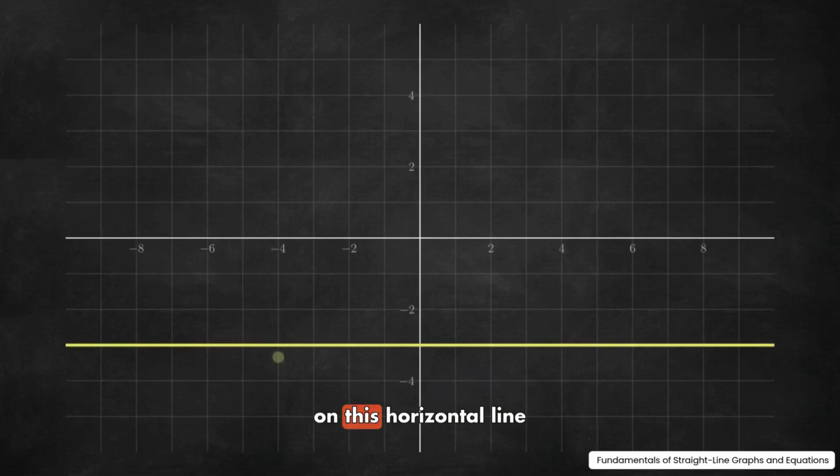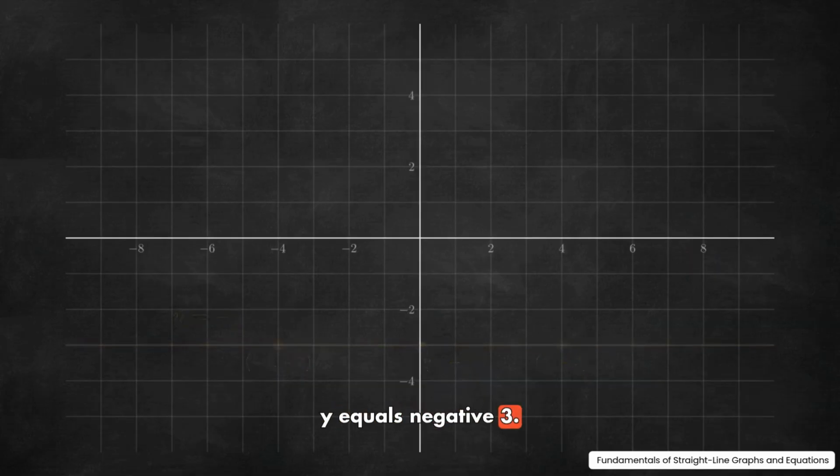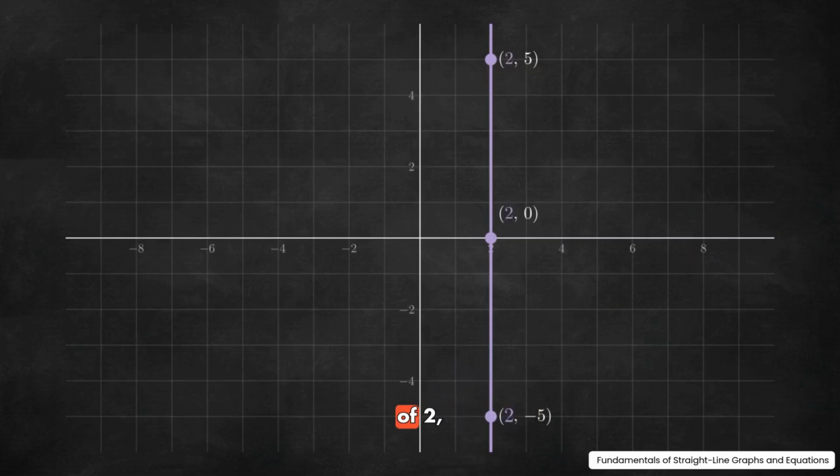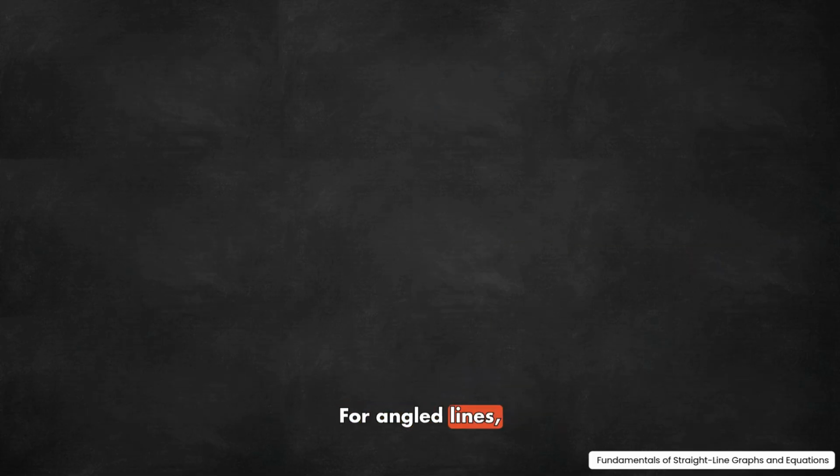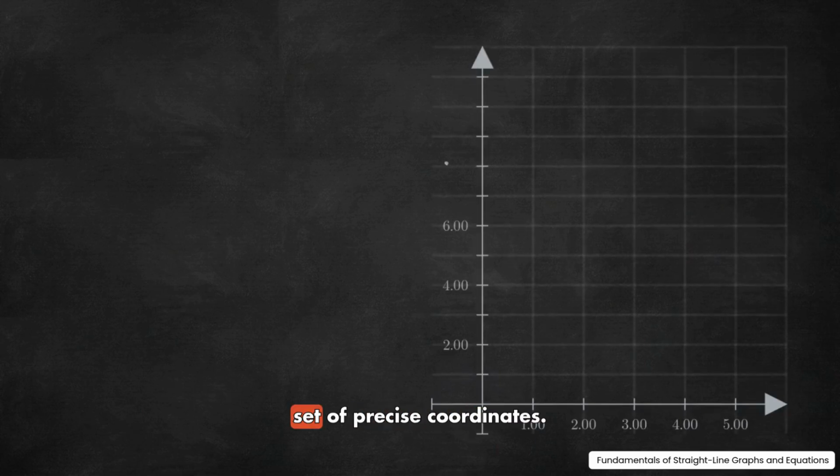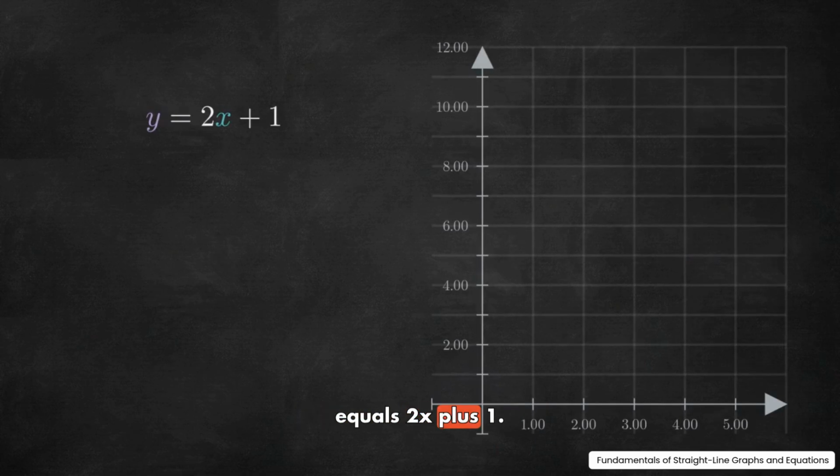Since every point on this horizontal line shares a y-coordinate of -3, its equation is simply y equals -3. Likewise, every point on this vertical line has an x-coordinate of 2, making its equation x equals 2. For angled lines, we use an equation to generate a set of precise coordinates. Take the equation y equals 2x plus 1.